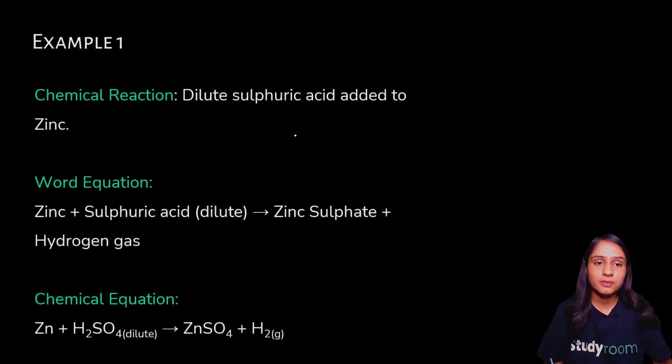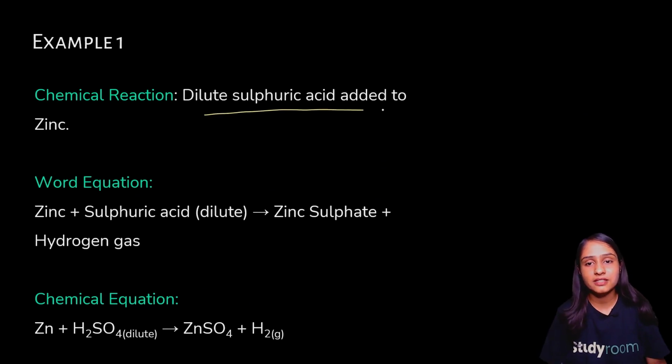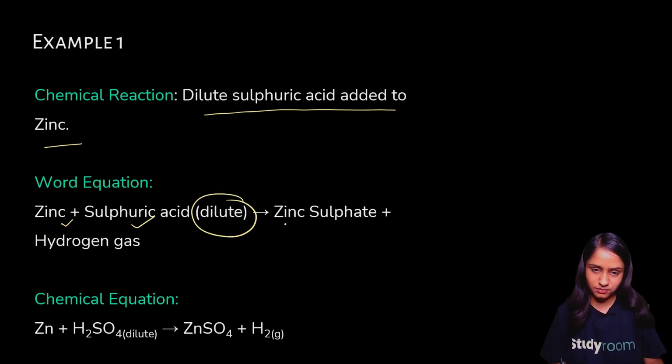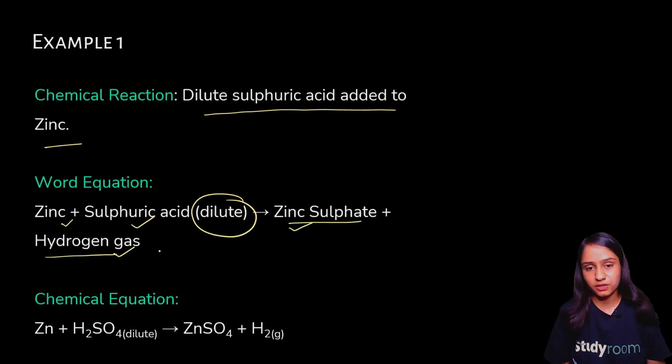Let us take more examples over here. Dilute sulfuric acid is added to zinc. This is the word equation of it: zinc plus sulfuric acid in its dilute form gives zinc sulfate and hydrogen gas. Zinc sulfate and hydrogen gas are the products of it. Okay, these are the products and these are the reactants.